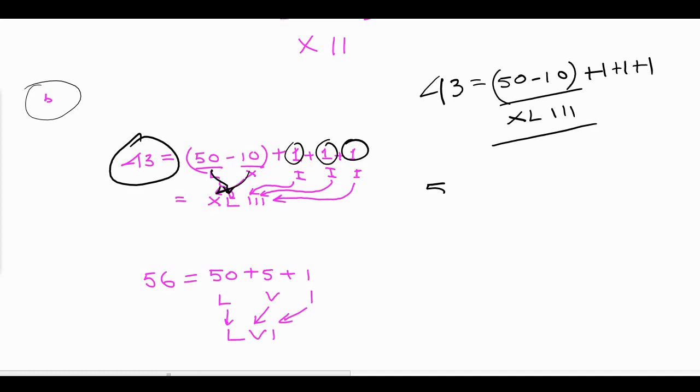56. 56 means what? 50 plus 5 plus 1. That means LVI. So 50 is L, this one is 5, this is 1: LVI. This is a great example of rule number 4.